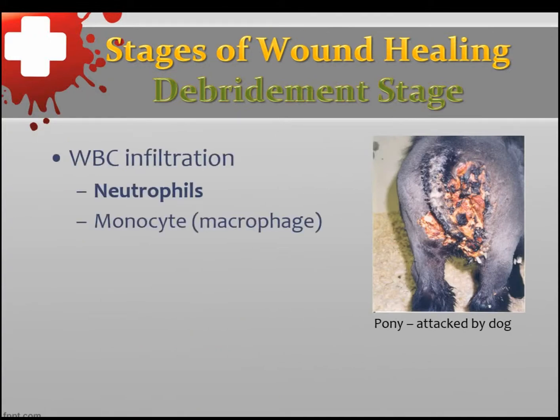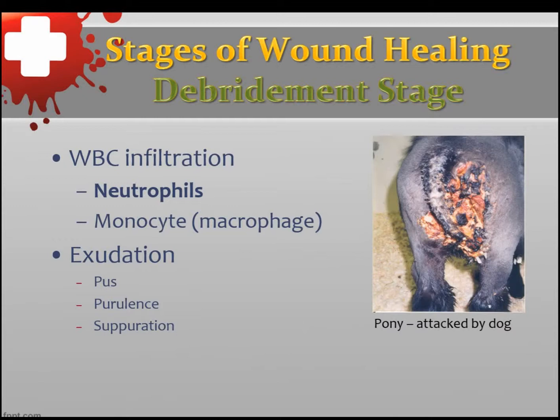So chemotaxis has occurred and our white blood cells are arriving at the wound. Neutrophils are our first white blood cell responders. Monocytes are going to come next. And remember that macrophages are a type of monocyte. And as these white blood cells start to phagocytize the debris in the wound, they're going to produce exudate, which is pus, purulence, suppuration, purulent material.